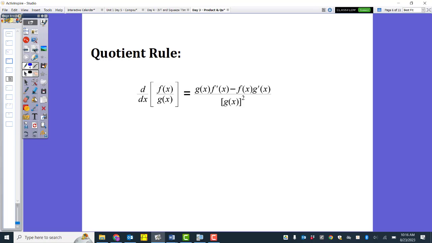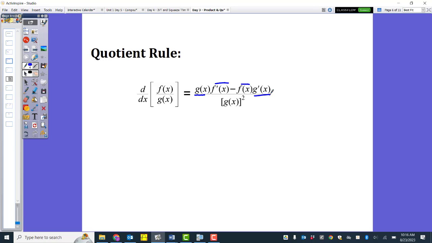Next thing we're going to look at is the quotient rule. This looks way more complex. And while it does have more going on, it's not any more complex. This is saying if we have a function divided by another function, we take the denominator, multiply it by the derivative of the numerator, minus the numerator times the derivative of the denominator, over the denominator squared.